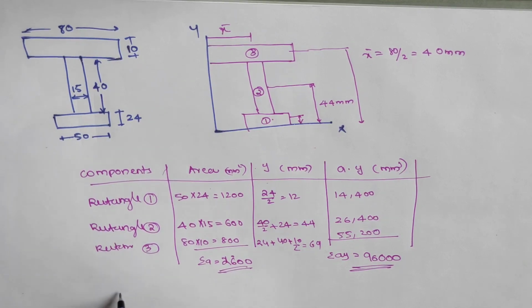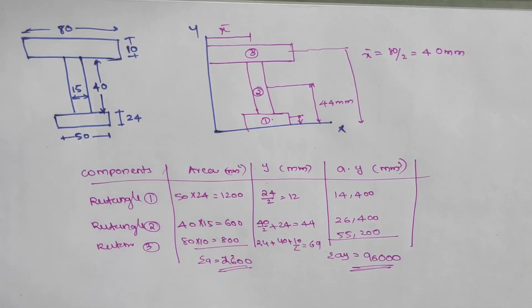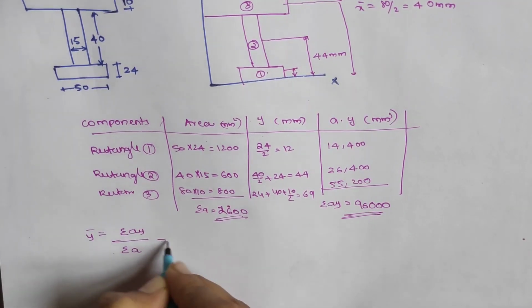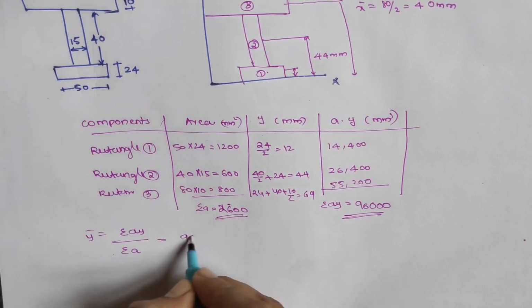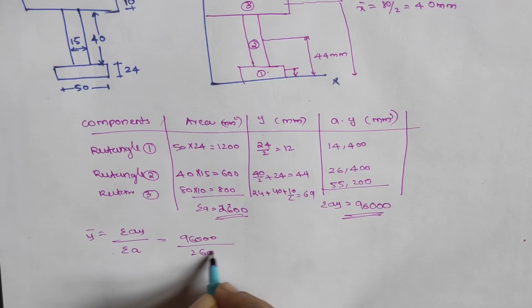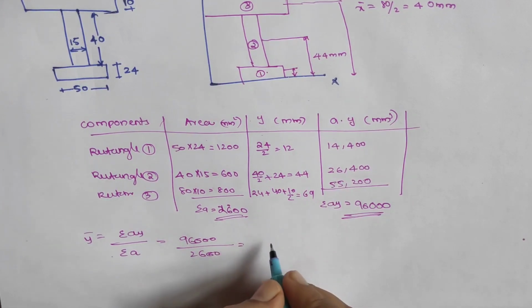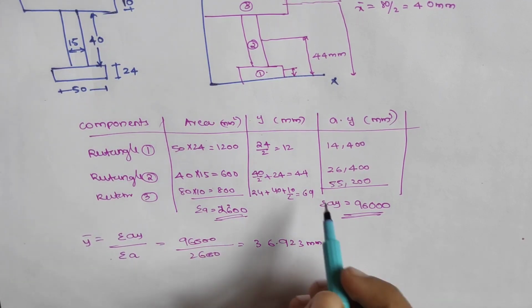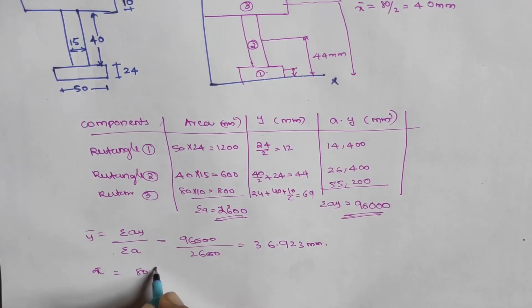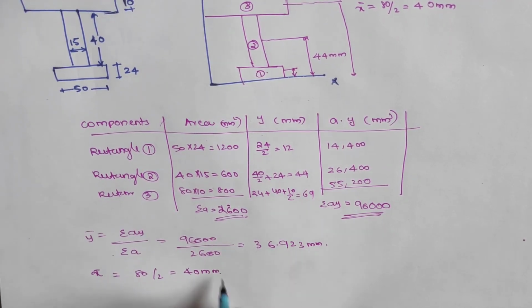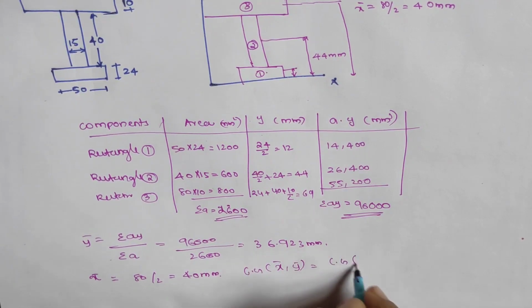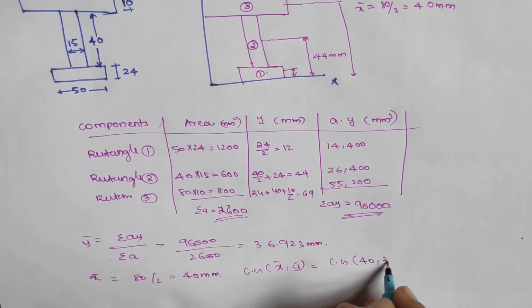Next step is simple. We have the formula y bar equal to summation A y divided by summation A. Here summation A y is 96,000 divided by 2,600. While calculating, the answer will be 36.923 millimeter, and x bar will be 80 by 2, that is 40 mm. So CG of x bar comma y bar equals CG of 40 and 36.923. This is the solution.